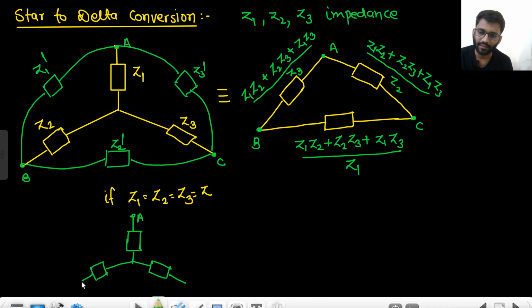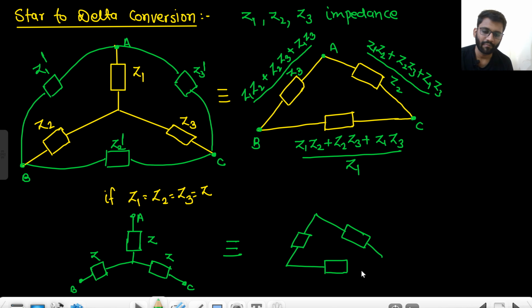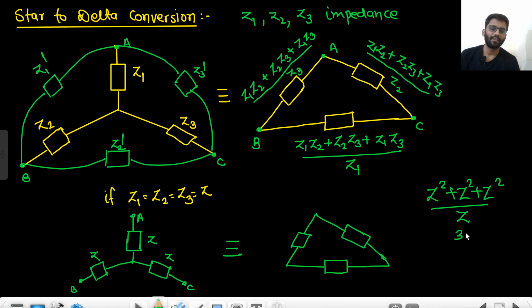This is node A, this is node B, and this is node C. So this is equal to Z, this is equal to Z, and this is equal to Z. So finally, if we are converting it to delta, what will happen? Try putting in this formula. Z1 equals Z2 equals Z3, then Z square plus Z square plus Z square by Z. That means it will be 3Z. Okay, so it basically will be 3Z. This also will be 3Z, and this also will be 3Z.